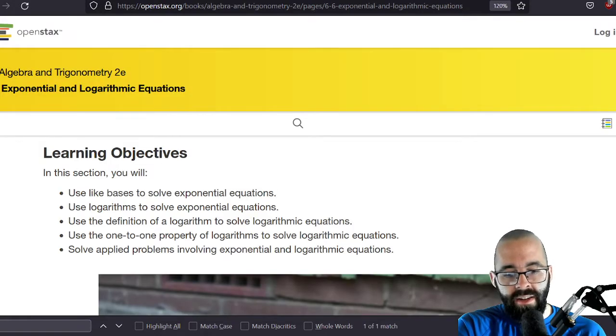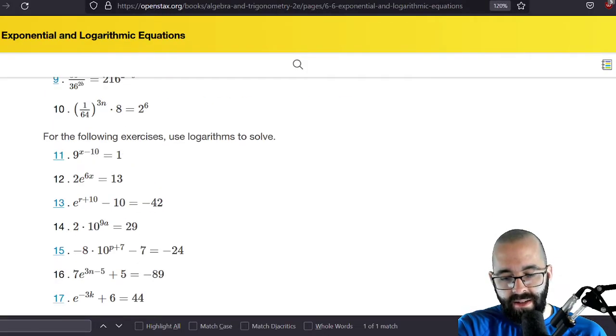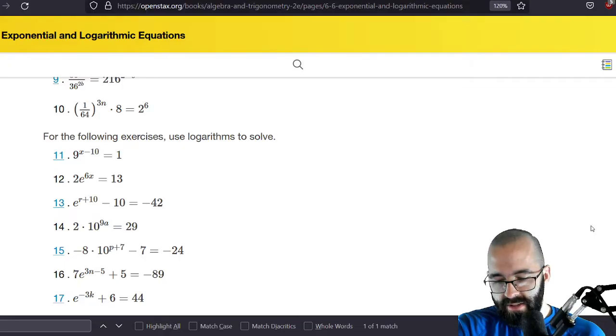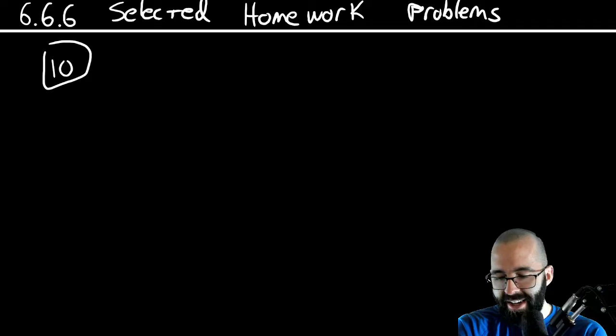So we're going to try to find the same base, rewrite it, and then go from there. So this is exactly the one. I hate it when I do this. Let's do number 8.